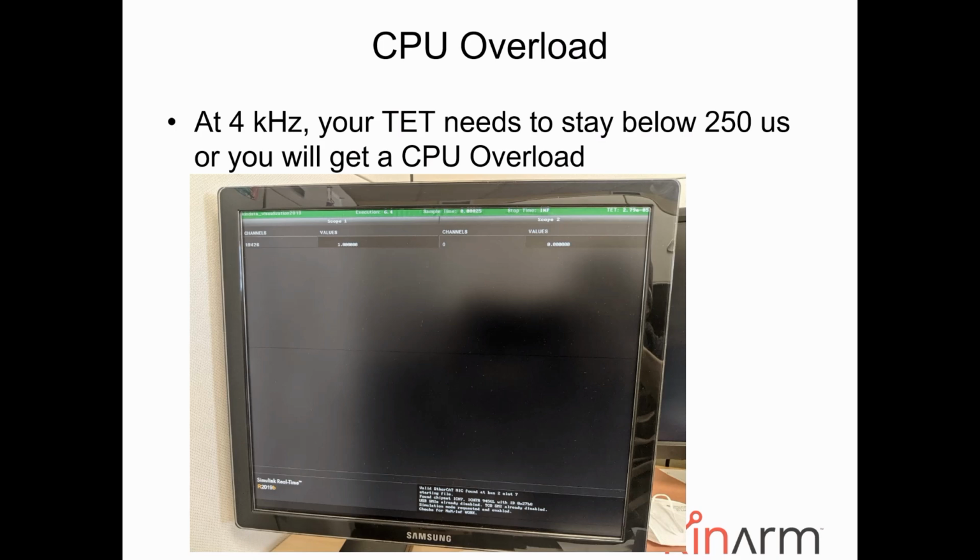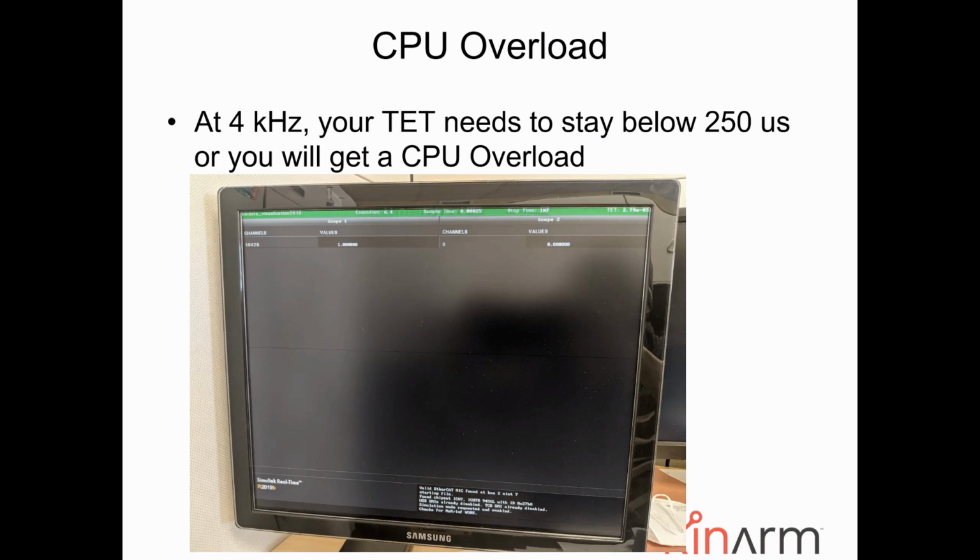On a Kinarm, your TET needs to stay below 250 microseconds because a Kinarm task runs at 4 kilohertz, or 2 kilohertz for MATLAB 2013A or earlier. If your task cannot execute everything in it in 250 microseconds, you have broken the hard real-time requirement. It means you are asking too much of the CPU and it can't keep up. The error that you get when your task can't run at 4 kilohertz is CPU overload. Next error, you get told that there's a CPU overload. But if you look over on the screen connected to the robot computer, you'll get some more information.